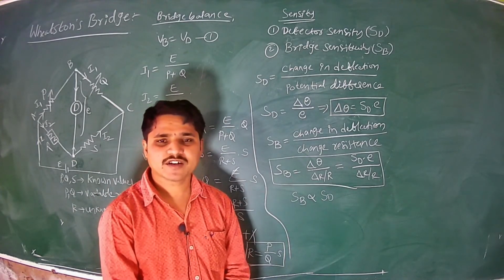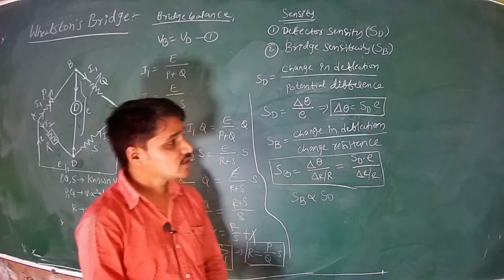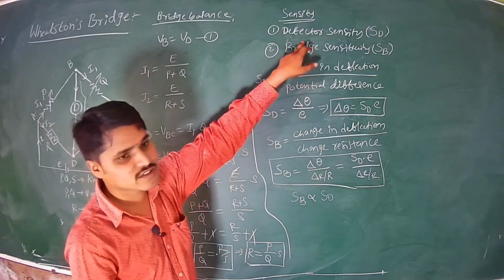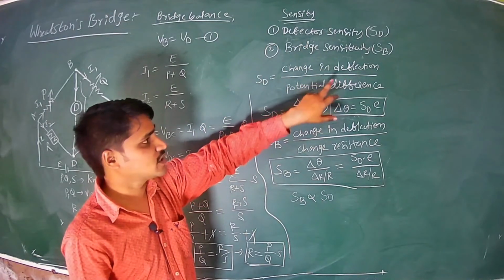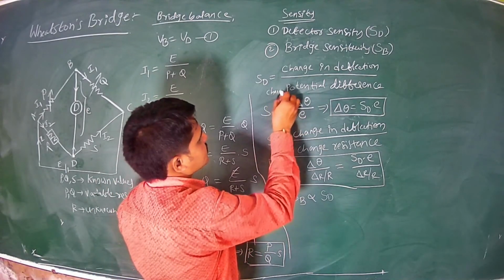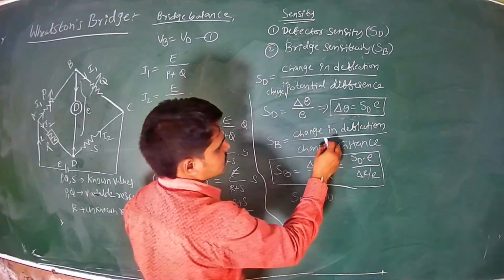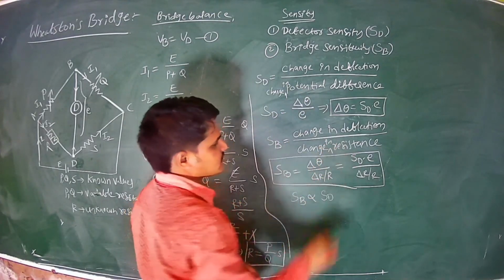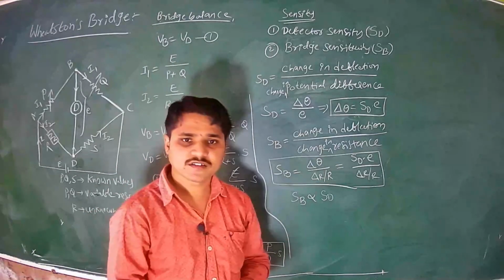So this is the measurement of medium range resistance by using the Wheatstone bridge, and the sensitivity of the Wheatstone bridge. Deflection sensitivity is the change in deflection by the change in potential difference, and bridge sensitivity is the change in deflection by the change in resistance. So this is the Wheatstone bridge class.